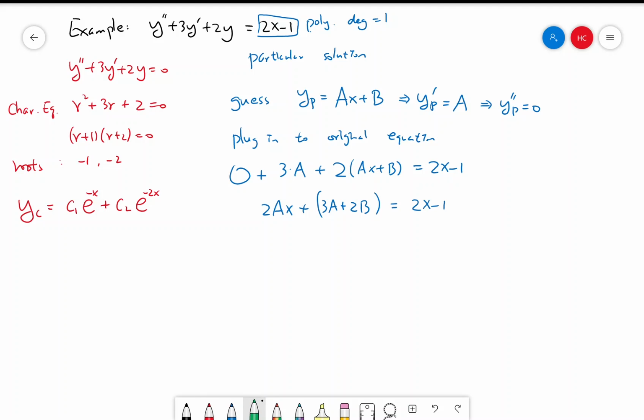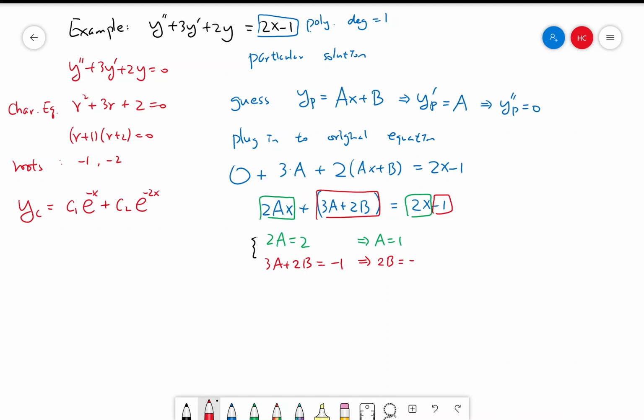So if we compare the coefficients, we get 2a equal to 2 and 3a plus 2b equals -1. So this means a is equal to 1, and plugging it in the second one, we get 2b is equal to -4, which tells you b is -2. So the particular solution is equal to 1x plus b, which is -2.